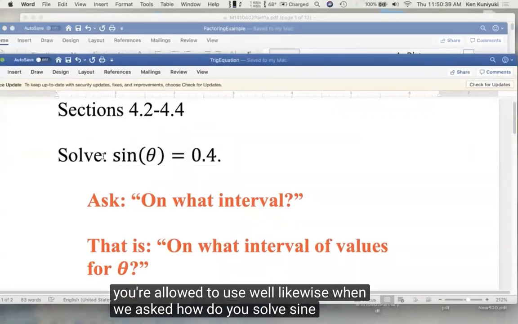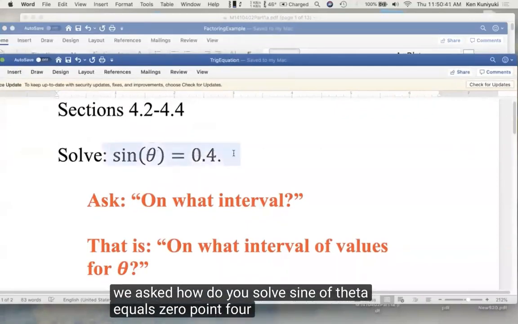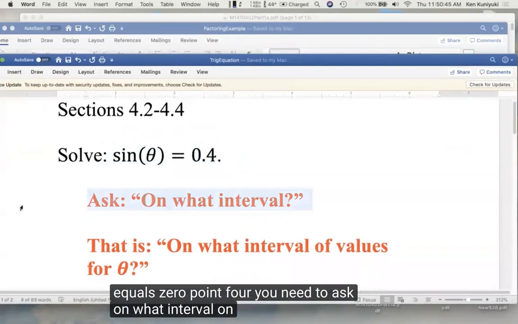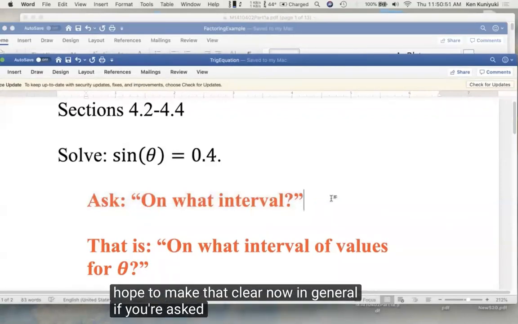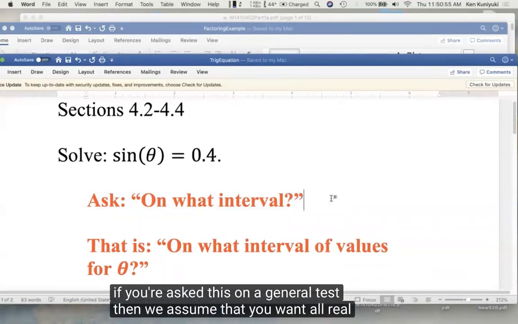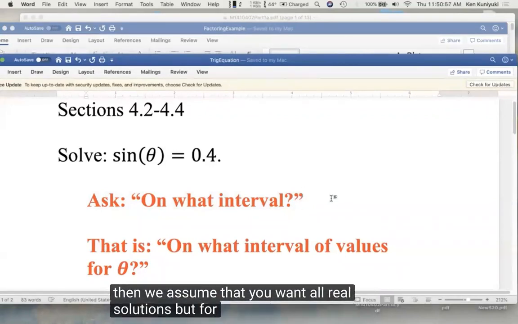how do you solve sine of theta equals 0.4? You need to ask on what interval. On homework or exams, I hope to make that clear. Now, in general, if you're asked this on a general test, then we assume that you want all real solutions. But for now, let's be careful about the interval of values for theta that we're really looking at.